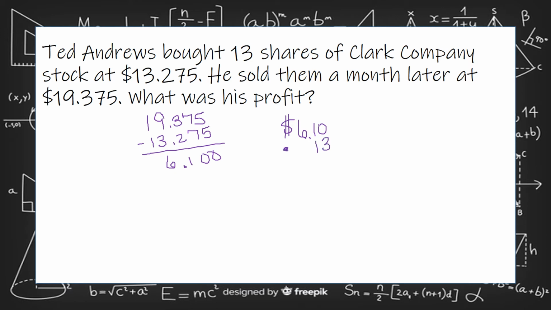But he had 13 shares. So now I've got to multiply 13 times 6.10. So 3 times 0 is 0. 3 times 1 is 3. 3 times 6 is 18. We put a 0 because we're using the tens place here. 1 times 0 is 0. 1 times 1 is 1. 1 times 6 is 6. And we're going to add these together.